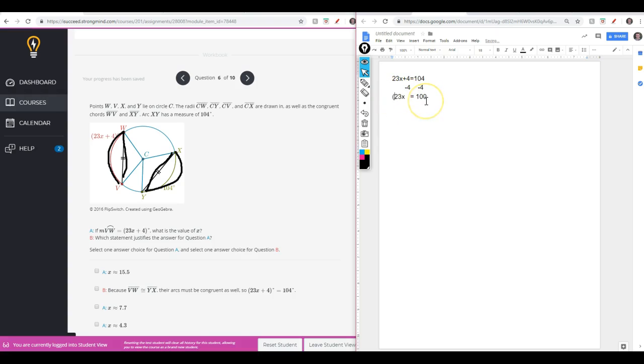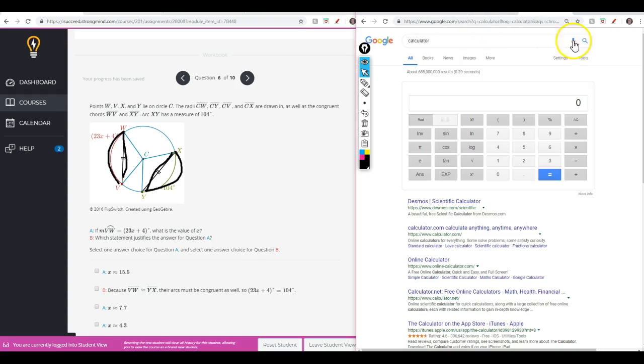Since 23 is being multiplied by the x, we would then divide by 23, so we could reduce it down to a 1. So we would do 100 divided by 23. 23 divided by 23 is a 1, and then we have x. So 1x is equal to 100 divided by 23, which equals approximately 4.3.